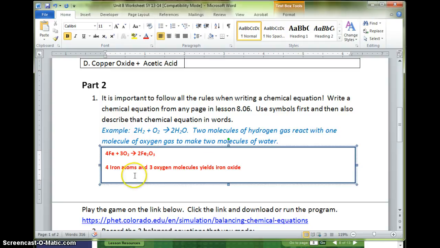Oh, but how many iron oxide? Well, the coefficient tells you how many. 2. So I'm going to stick a little 2 in there. 2 iron oxides, or I could put a number 2. Okay, so 4 iron atoms and 3 oxygen molecules yields 2 iron oxide. Okay, now there's different ways you can write it.